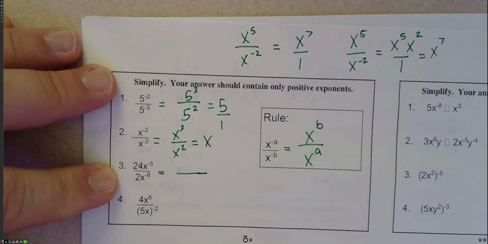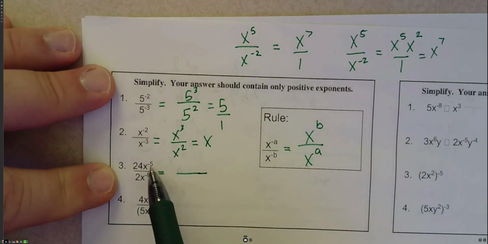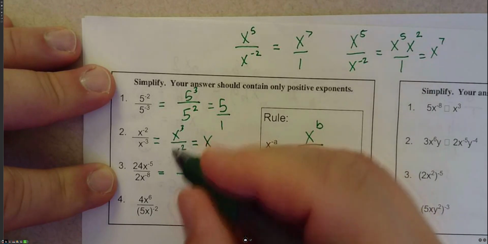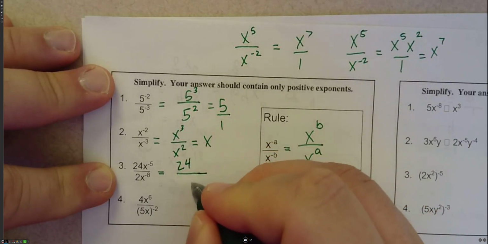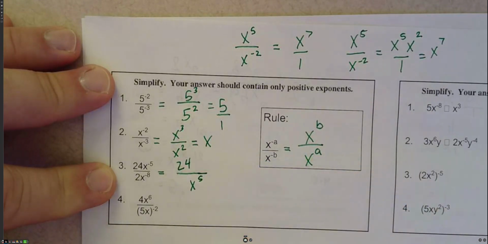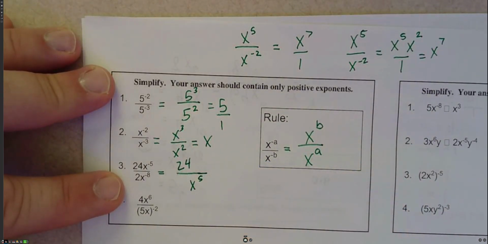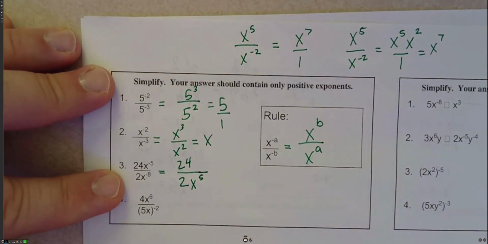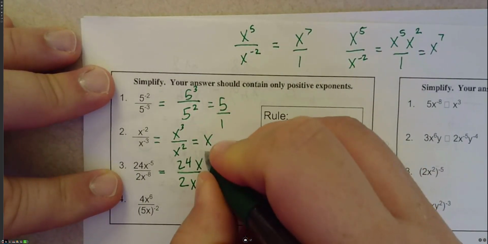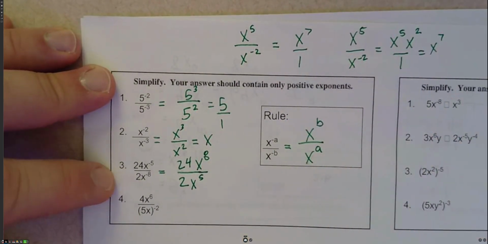Because the power is going to the x. That negative 5 is only affecting that x. So that 24 stays. That x to the fifth goes downstairs. The 2, does it stay or does it go upstairs? Downstairs. Stays. The x to the 8th goes upstairs. So you could have done that step of division there, and it wouldn't have been wrong.